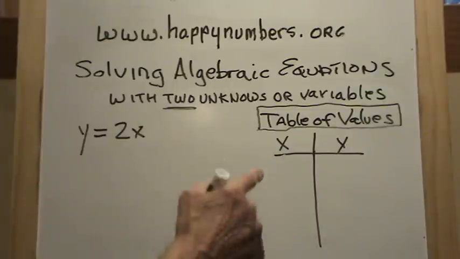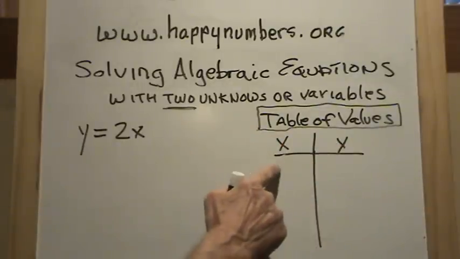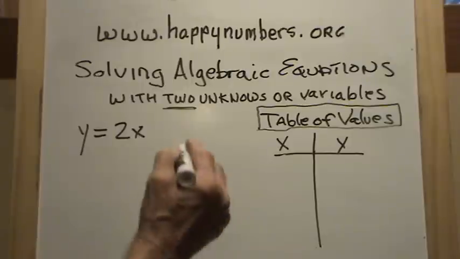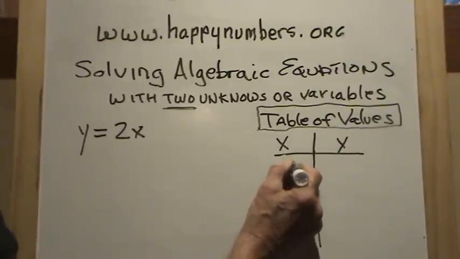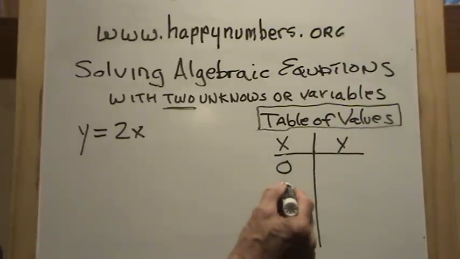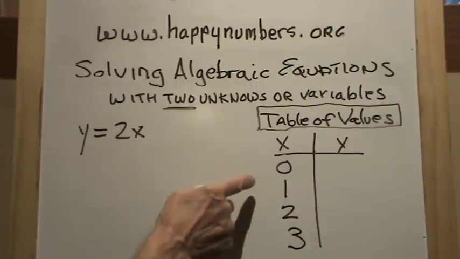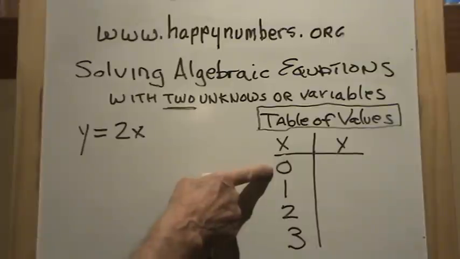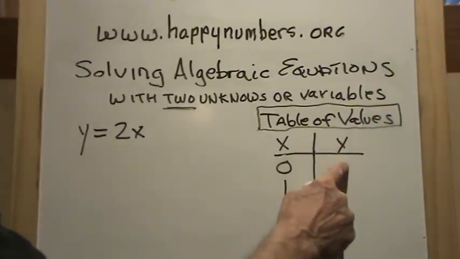Well, what we do is we make ourselves a table of values. We have x and y, and we say, let's make believe that x is 0. X can be 0, and let's say it could be 1, and let's say x could be 2, and let's say x can be 3. Then we're going to take each value of x, plug it into our equation, and figure out what the value of y will be.